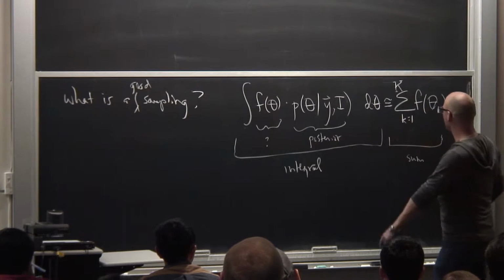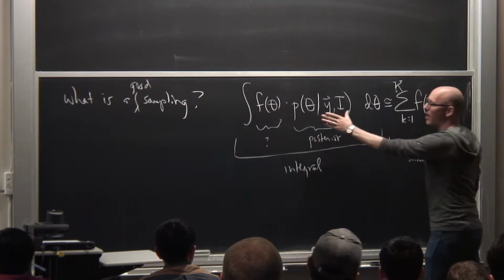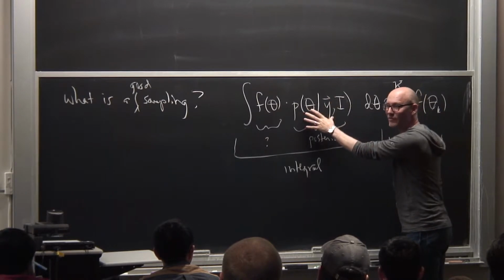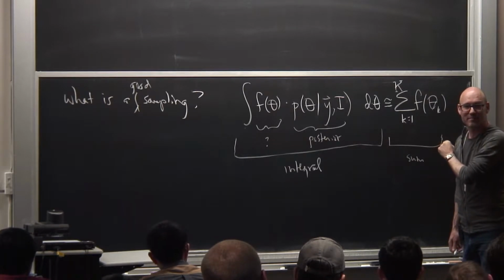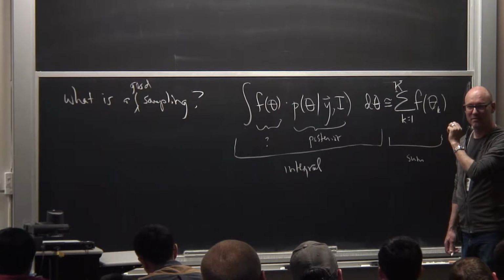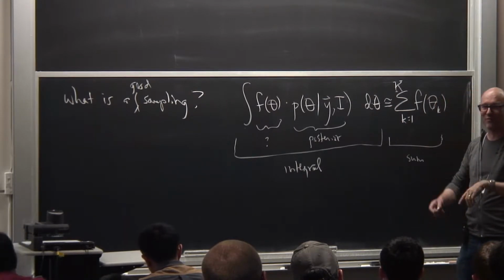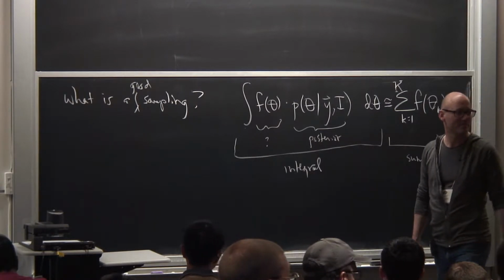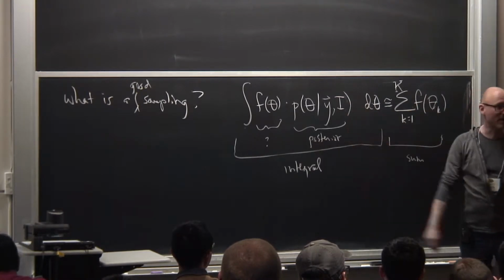This will work if these theta k's are drawn fairly from this distribution. Then the integral over this distribution will look very like the sum over a set of fair samples. That is, by the way, the definition of a sampling. And the definition of a good sampling is that this is a good approximation to that. If you want to go all mathy, there's epsilon delta things you could say. Quantitatively, it's about how accurately this approximates that.